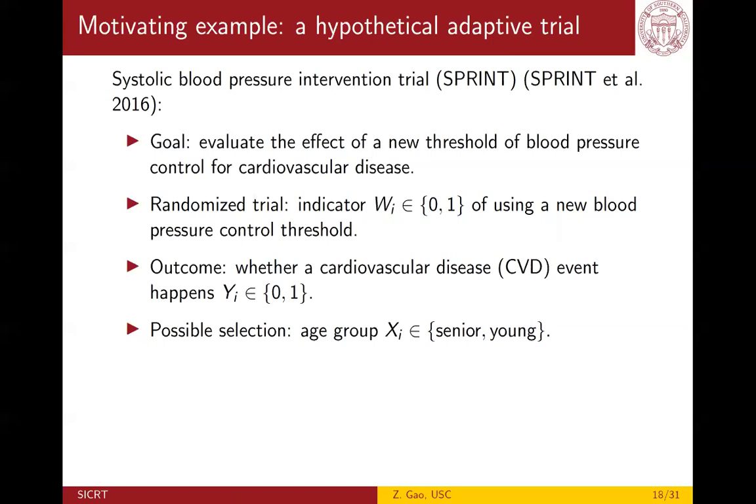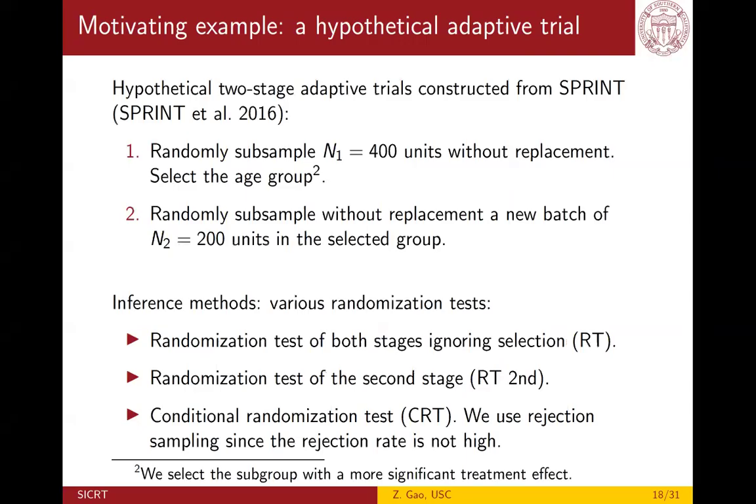The design is pretty similar to what I showed in the diagram. We have a randomized trial with a binary outcome, and the possible selections are whether the participants belong to a senior or young group. In the first stage, I subsampled 400 units without replacement from the original data set. Then I performed some selection regarding which age group to focus on. For the second stage, I zoom in on the selected subgroup and recruit another 200 units, which are not in the first stage. And that's pretty much it.